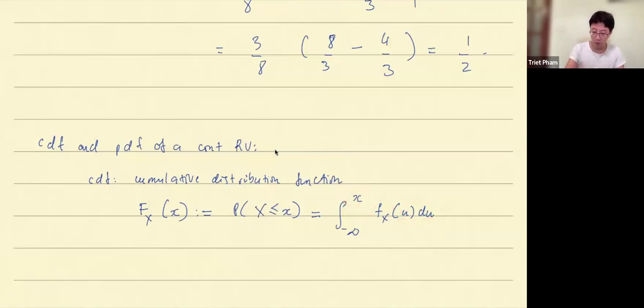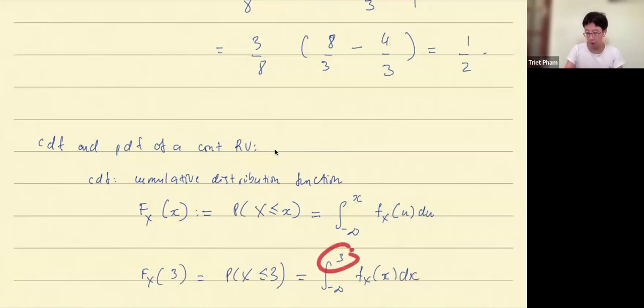For example, the CDF of a random variable at 3 will be the probability that the random variable is less than or equal to 3, which will be the integral up to 3 of the density. And here we can switch back to x because there's no upper limit to reserve the notation for.